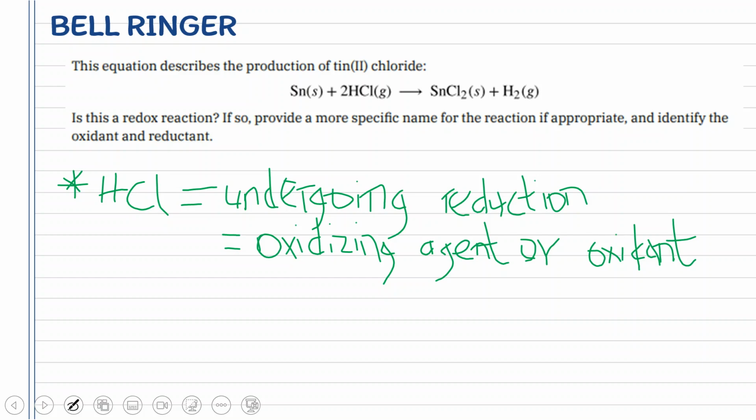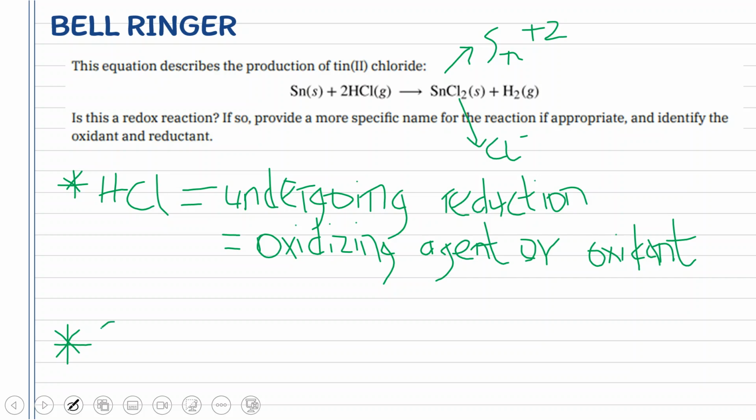That's what I'm telling you, that oxidant. And we concluded that the tin is going to be the one that undergoes oxidation, because that is the one that loses the electrons. Tin is going to exist as Sn plus 2 here. Chlorine existed as Cl minus here. So chlorine gained the electron, tin lost the electron.